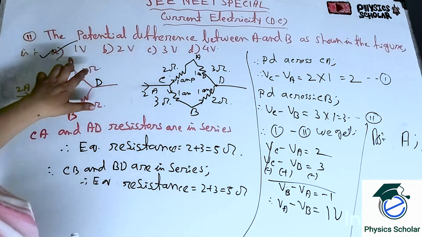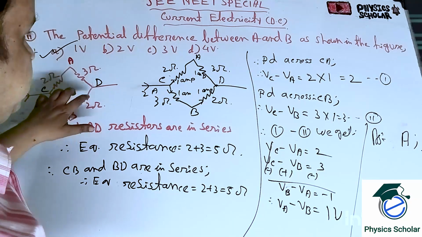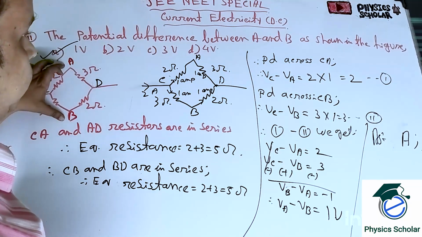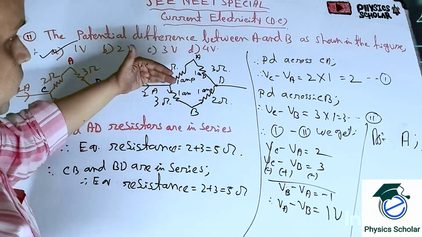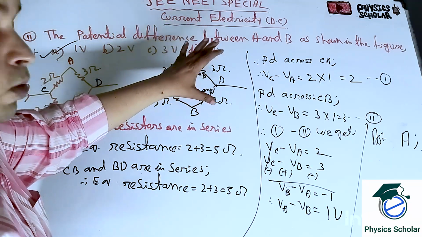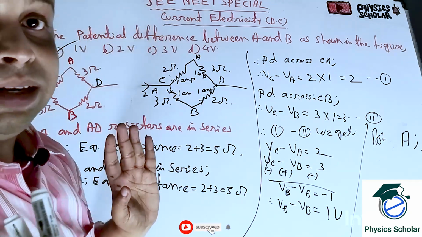How to do it? Because this is 5 ohms, and this is also 5 ohms, the equivalent resistance. So the current will be split into 2 equal parts. That means 1 ampere upside, 1 ampere downside. The 2 ampere current will be split into 2 equal parts. Why? Because the equivalent resistance of the upper and the lower part are the same.